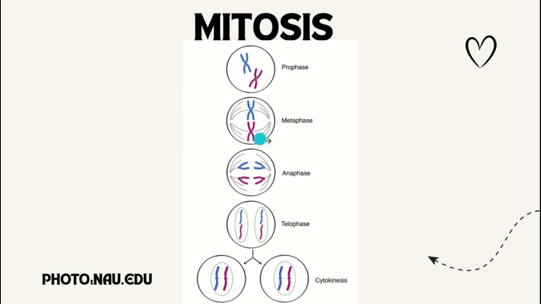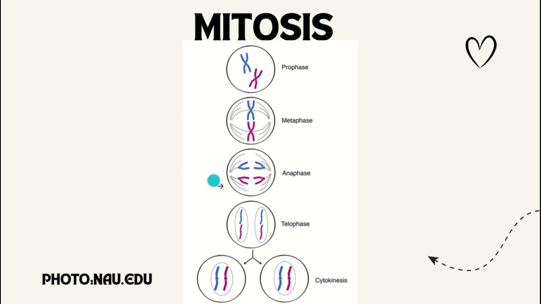When these spindle fibers extend, they are going to basically attach themselves to something called a kinetochore. The kinetochore is at the back of the centromere, so it's going to attach to the kinetochore, which is on the centromere right here. So these spindle fibers extend, they attach themselves, and we have the chromosomes lining up at the equator. Those are the main things that are happening in metaphase.